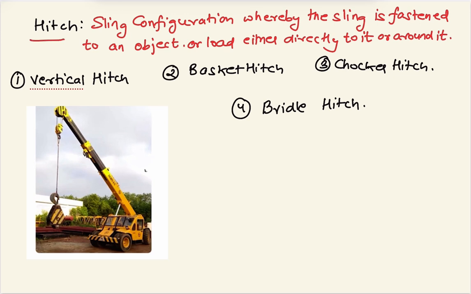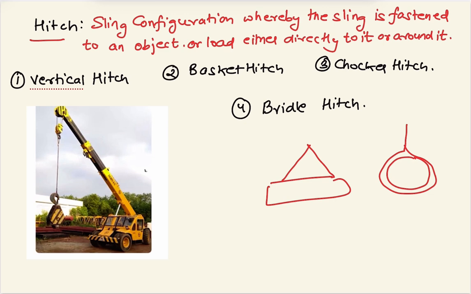So basically, what exactly is a hitch? A sling configuration whereby the sling is fastened to an object or load, either directly to it or around it. We can either directly fix the sling to the load, where the lifting points are, or suppose this is some circular shaft, so it may be wrapped around it. So a sling configuration whereby the sling is fastened to an object or load, either directly or around it, is basically called a hitch.